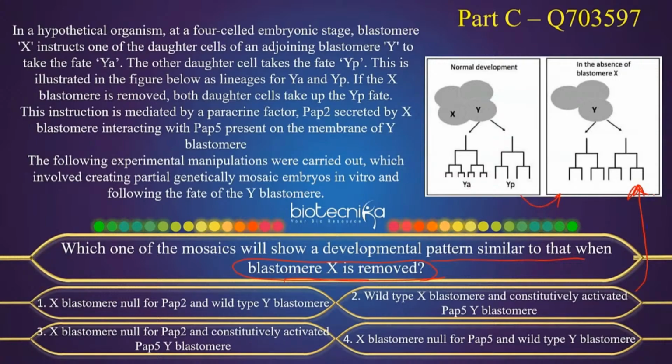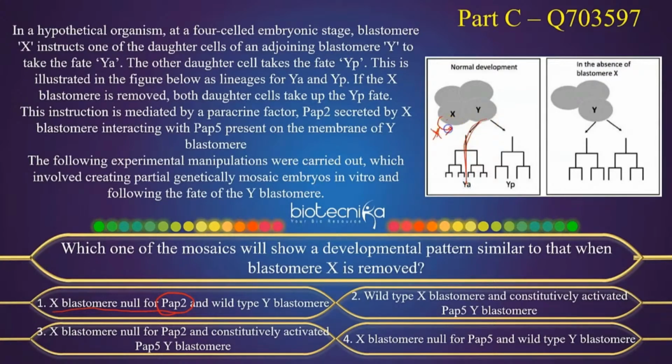Okay, similar to that pattern when X blastomere is removed. Now for this, let's consider the normal development here. Based on that, we will see what experiment result we are getting. So one is X blastomere null for PAP2. PAP2 is the signal. So if X blastomere doesn't have the signal, then you will not get the YP, isn't it? You will not get the YA.